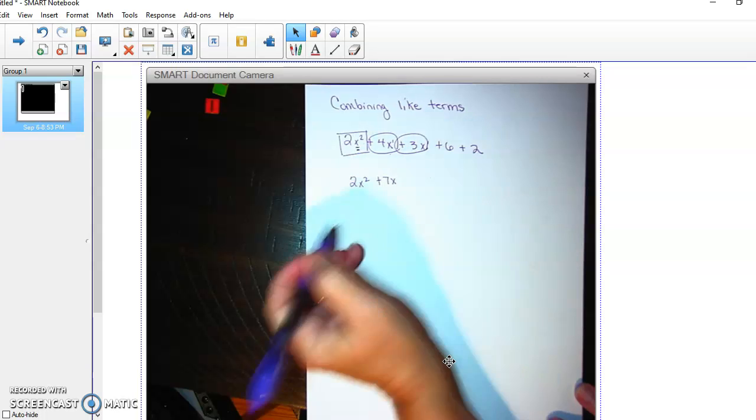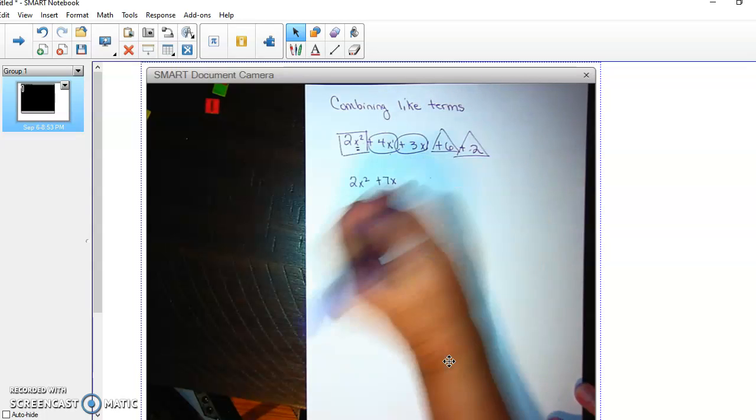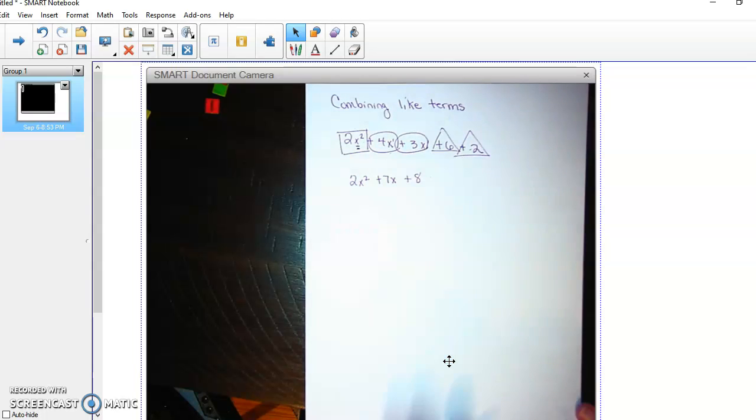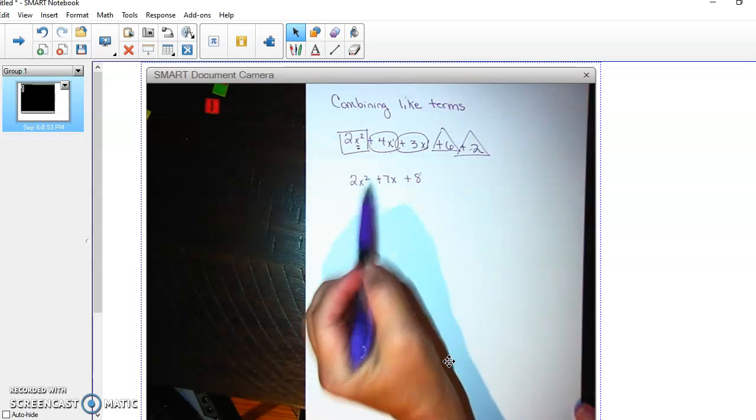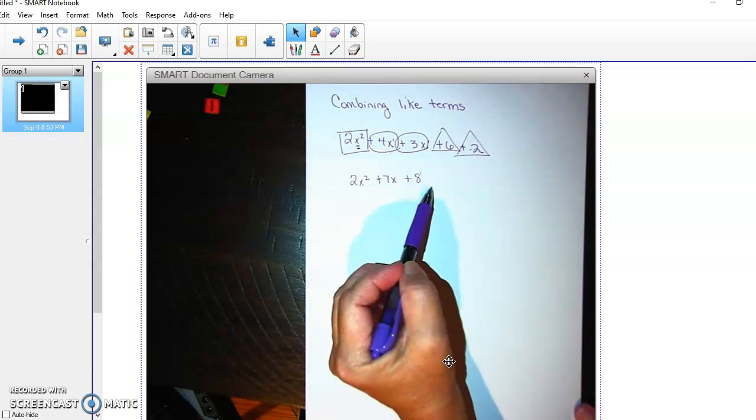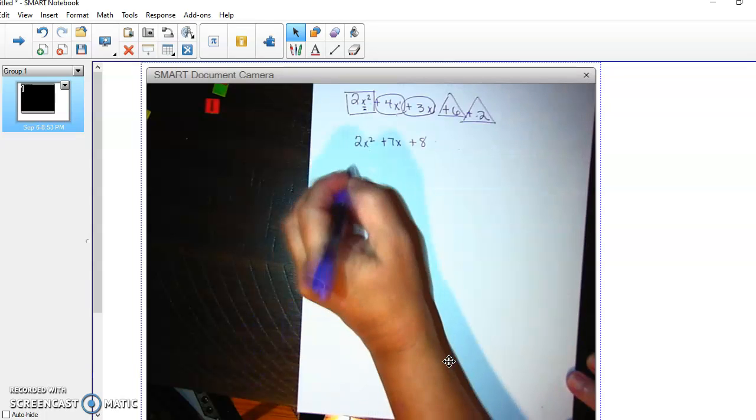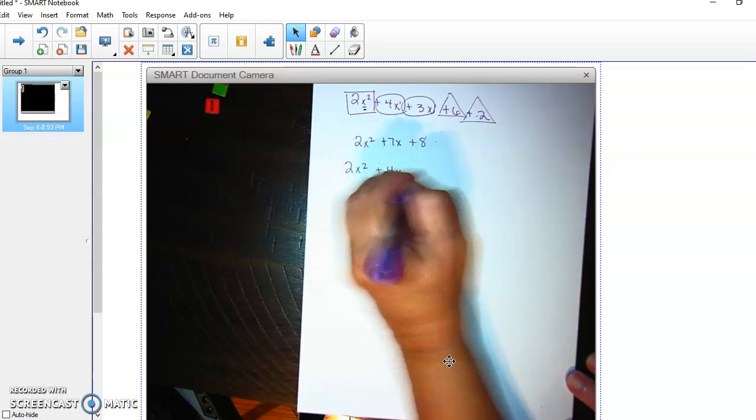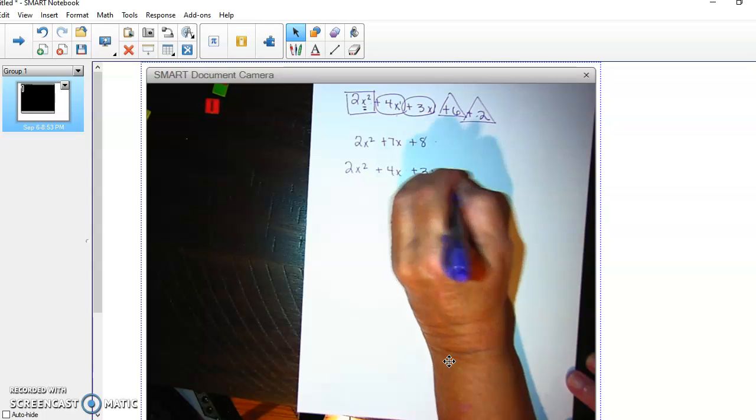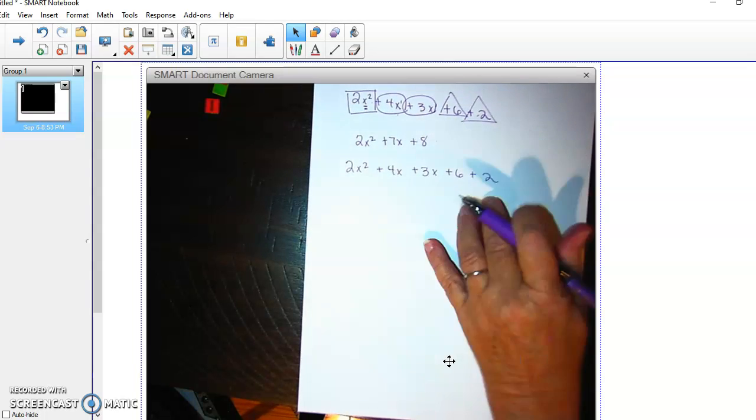And then let's do a diamond here. And this is 6 plus 2 is 8. Now when I'm done, I have x squared, x, and a constant, so it's simplified. Let's try another one. I'll show you another method too. I'm going to do the same problem again. If you're having trouble doing it horizontally, you can do it vertically.